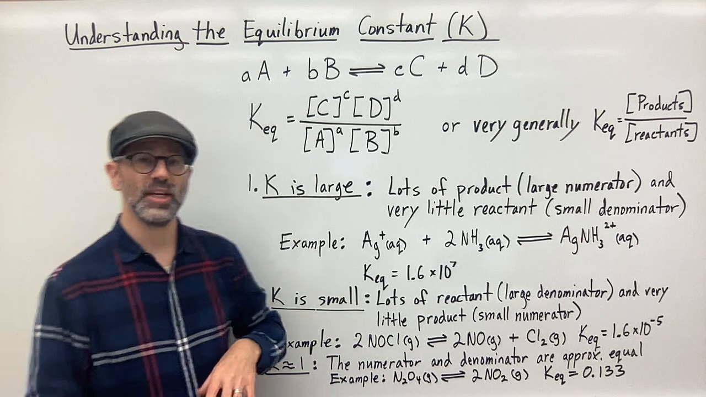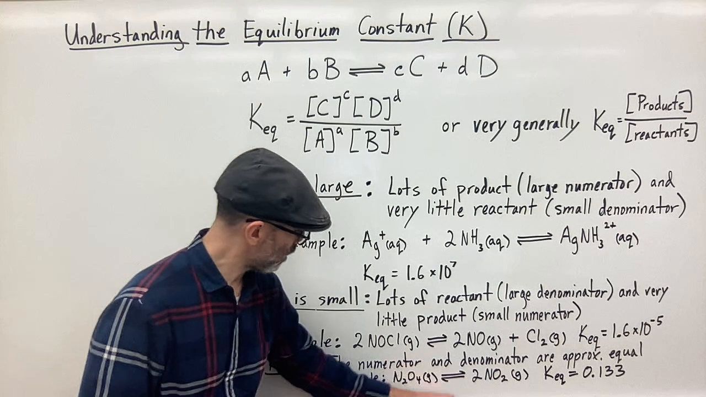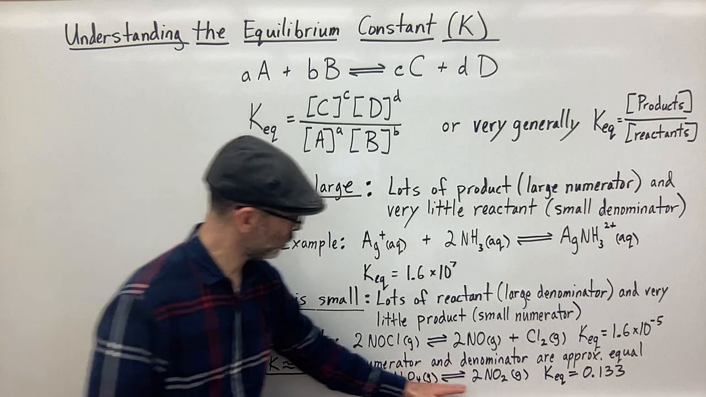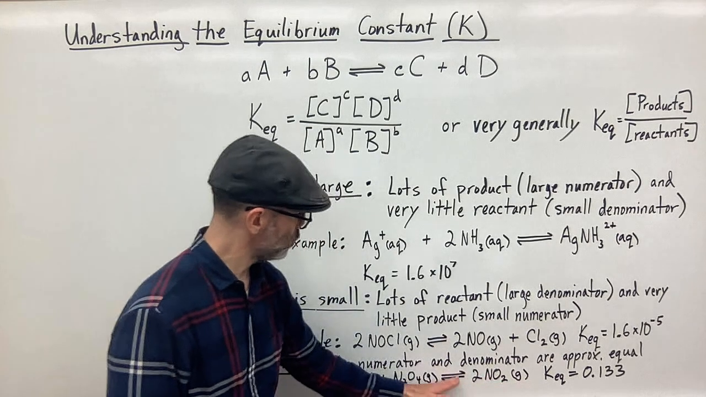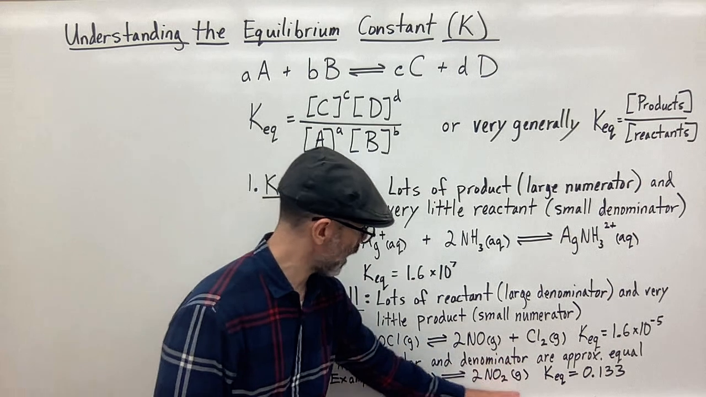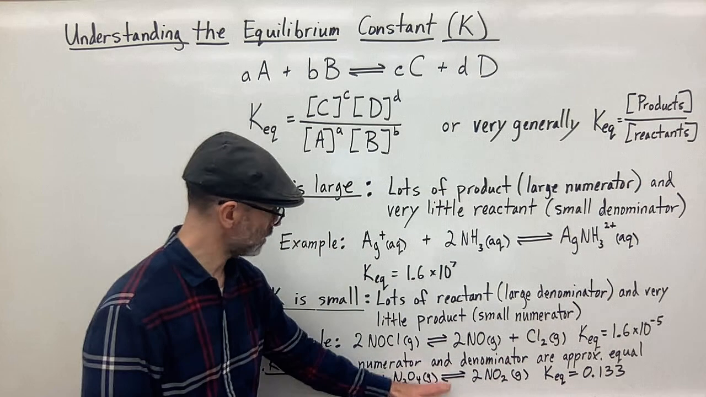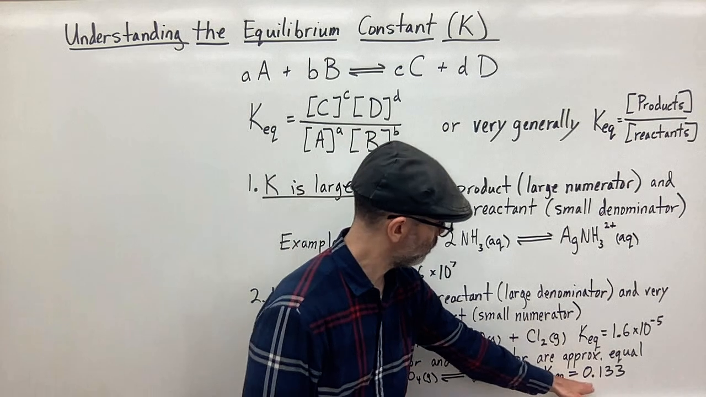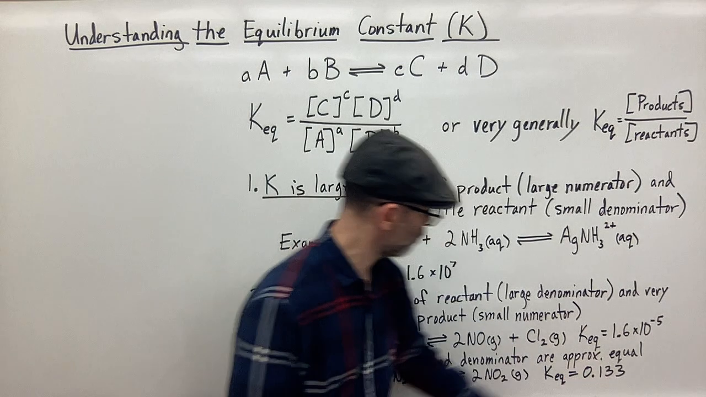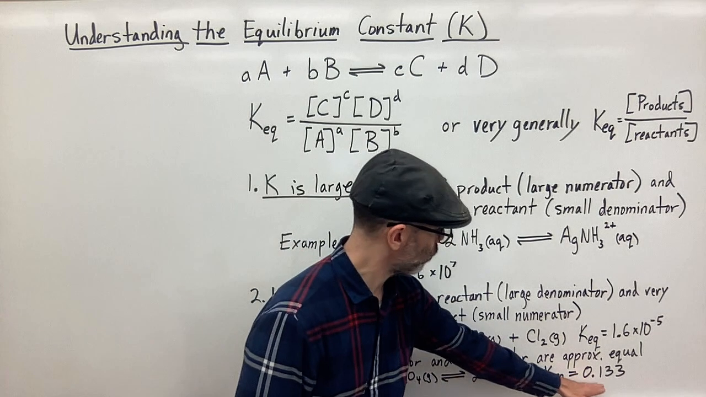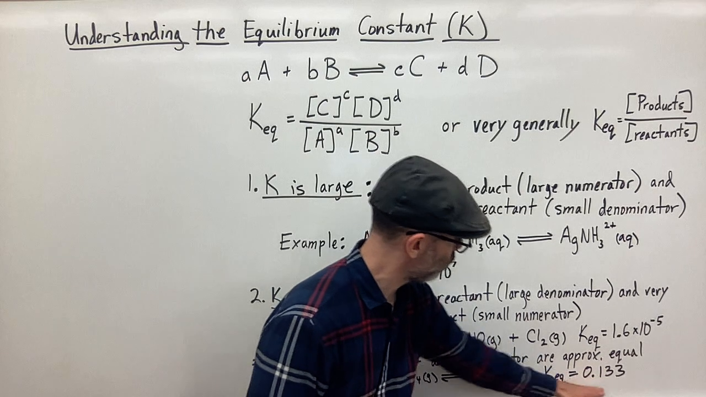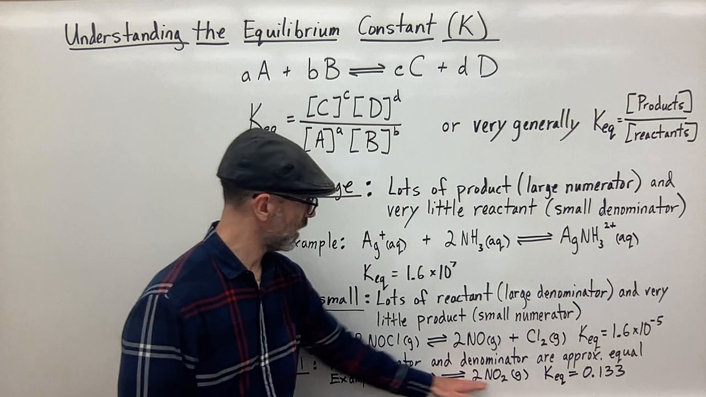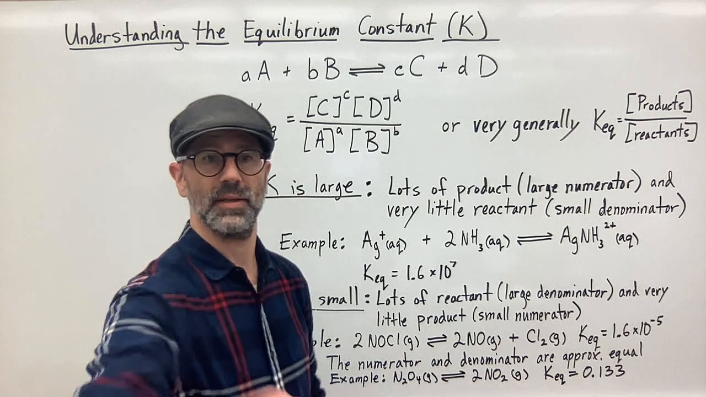And so in this example here, we have N2O4 gas in equilibrium with 2NO2 gas. So the amount of NO2 gas on this side is going to be approximately equal to this side, because if you notice, the KEQ is 0.133. And so since 0.133 is kind of close to 1, that kind of gives you an idea that these are going to be kind of equal to each other.